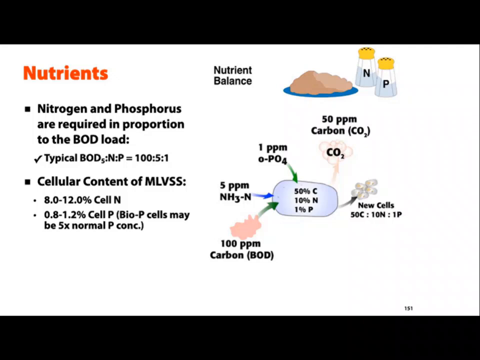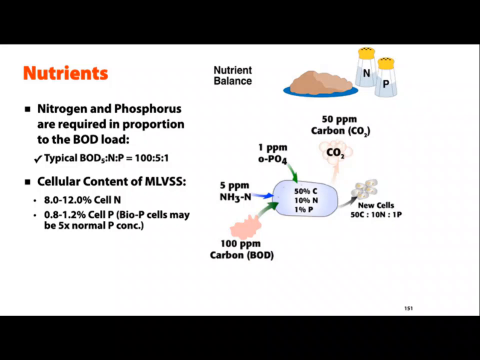Nutrients are typically taken up proportionate to the BOD load. The textbooks will tell you 100 to 5 to 1, carbon, nitrogen, phosphorus ratio is the typical stoichiometric relationship. That's a starting spot. It's not the ending spot.